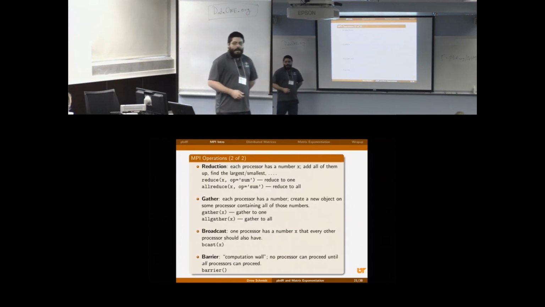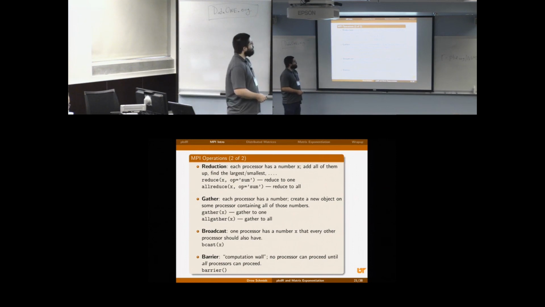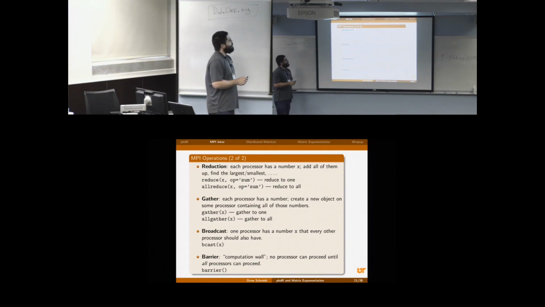So in pbdMPI, how would you do these things? For a reduction, here I'm just explicitly saying what I've already described. Each processor, for example, has some number x. Add all of these things up, find the smallest or largest. These are different kinds of reductions you could do. So you could reduce x, operation equals sum.